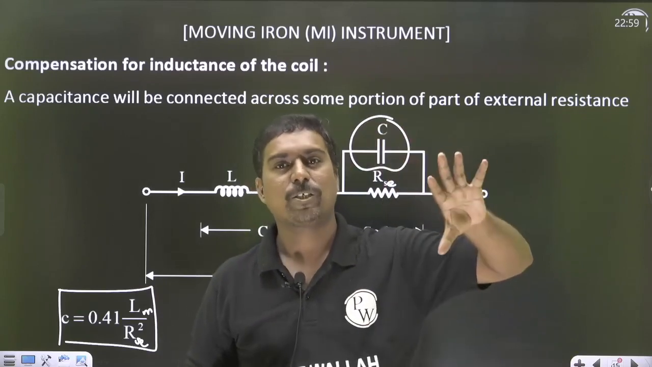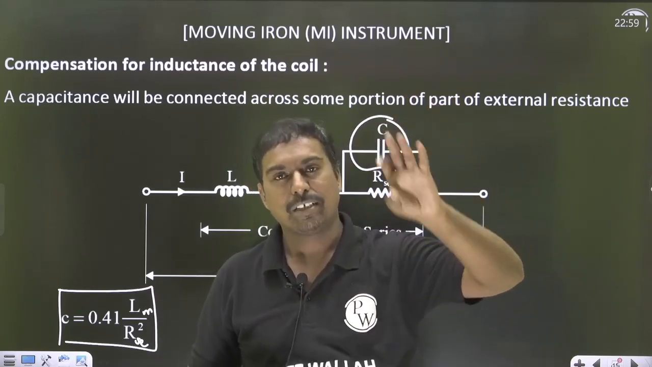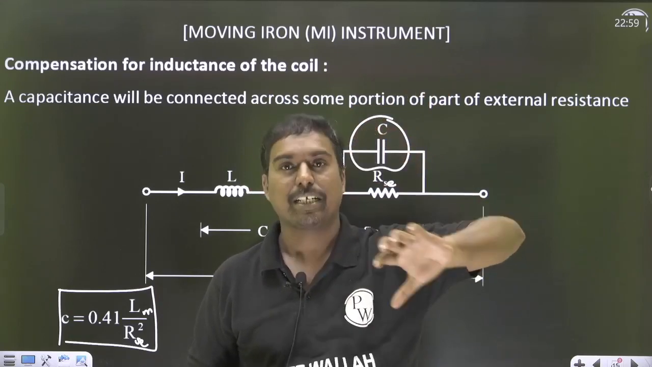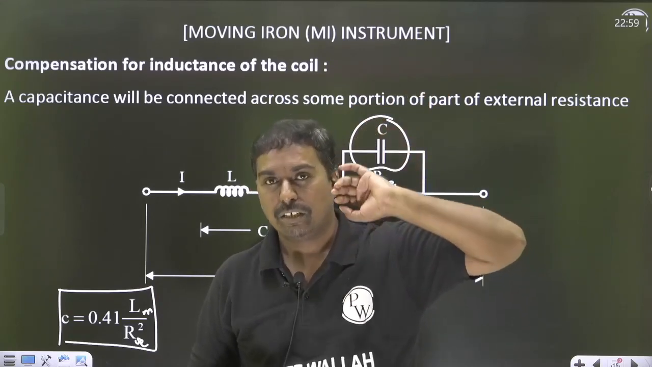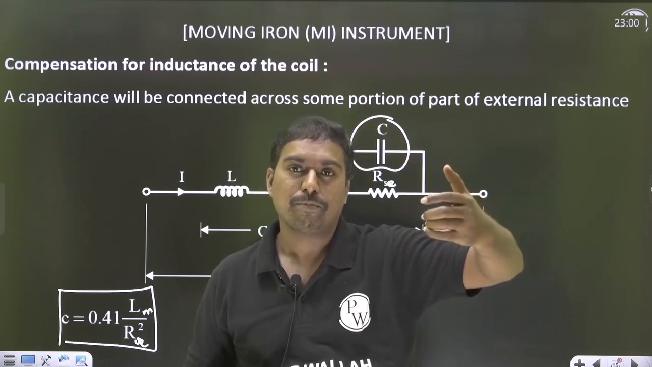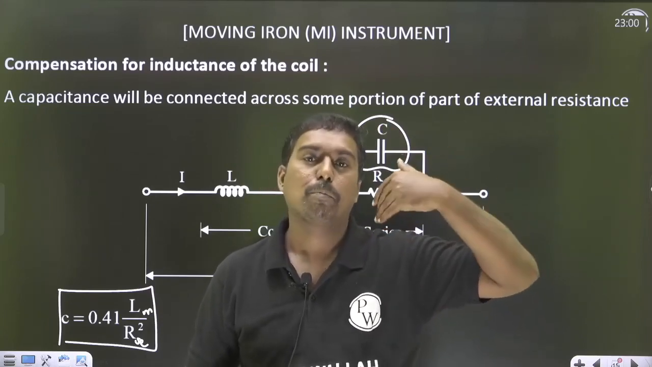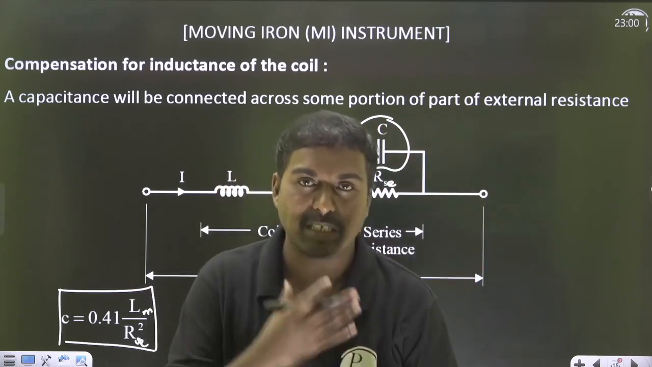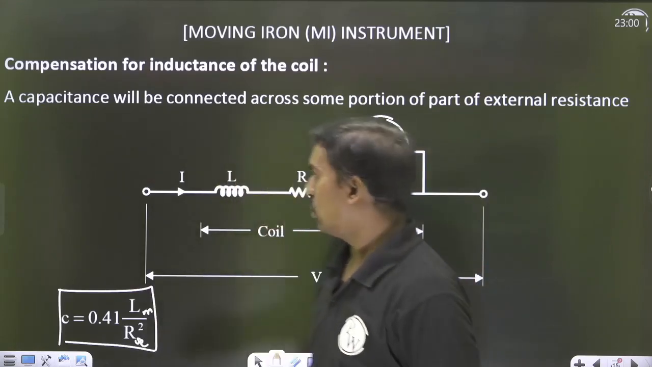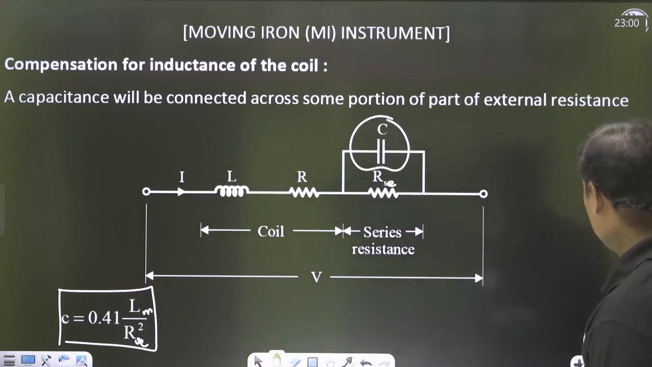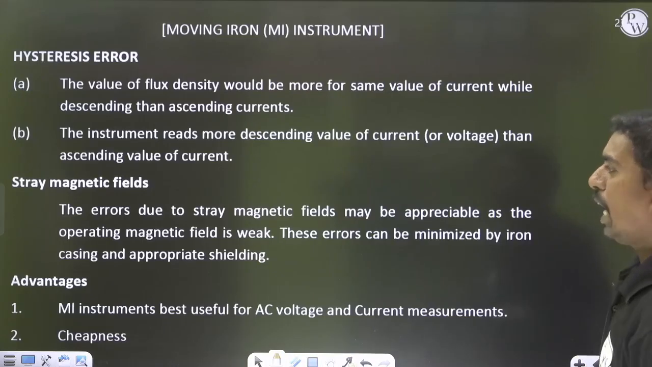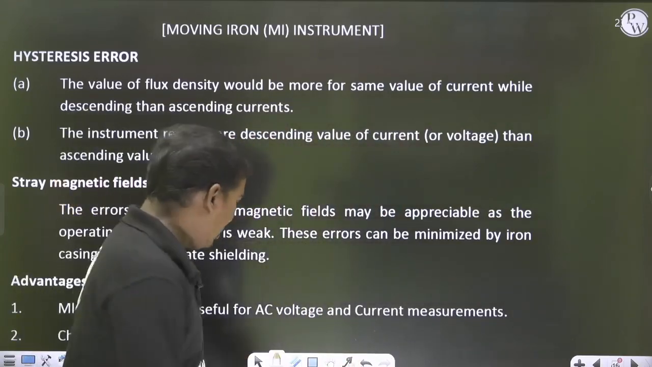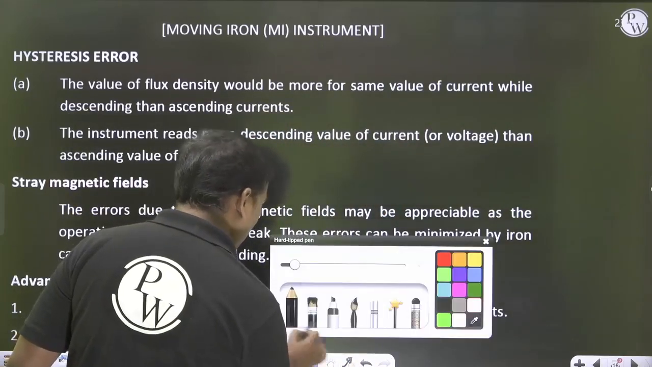So these are the most important things: the deflection torque, the controlling torque, the meter resistance, shunt resistance, meter inductance, shunt inductance, moving iron range extension as ammeter, moving iron range extension as voltmeter, and in the voltmeter there is an error. To eliminate that error, we are using the capacitor. Now before going to the problems, I want to talk about some basic errors. Every instrument suffers from some errors, my dear, remember that.